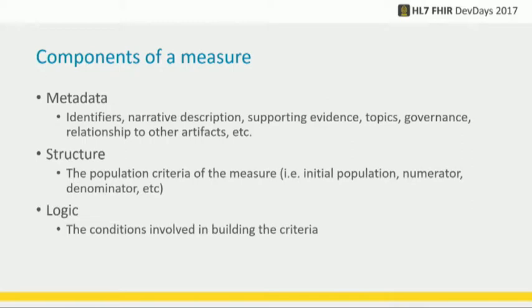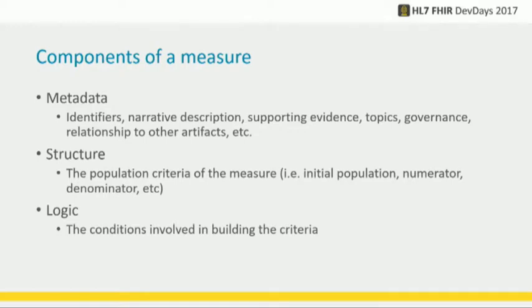So then there's the structure of the measure, what population criteria are involved. So if it's a proportion measure, what is the numerator, what is the denominator? And those are described in terms of pointers into expressions that we describe in the logic. So the logic itself is where you define what the criteria is for each of these populations.